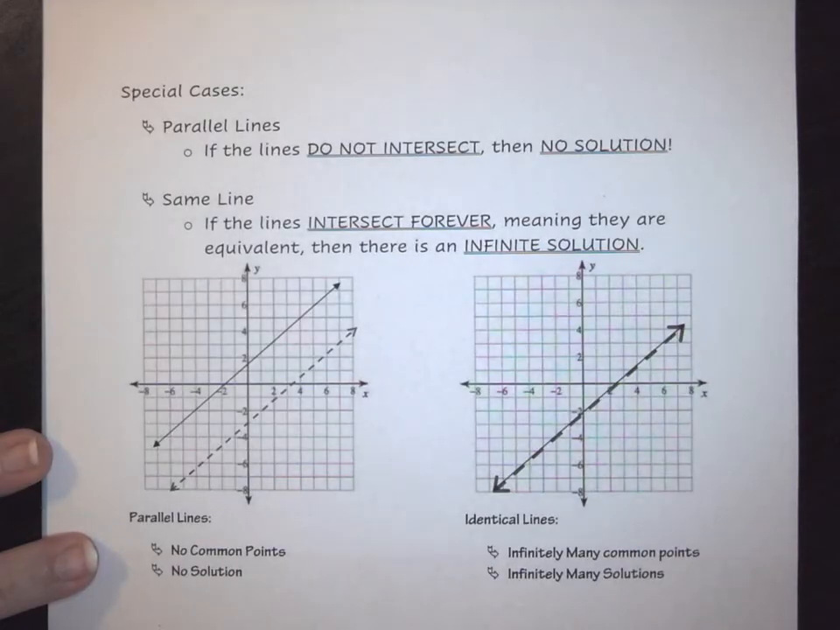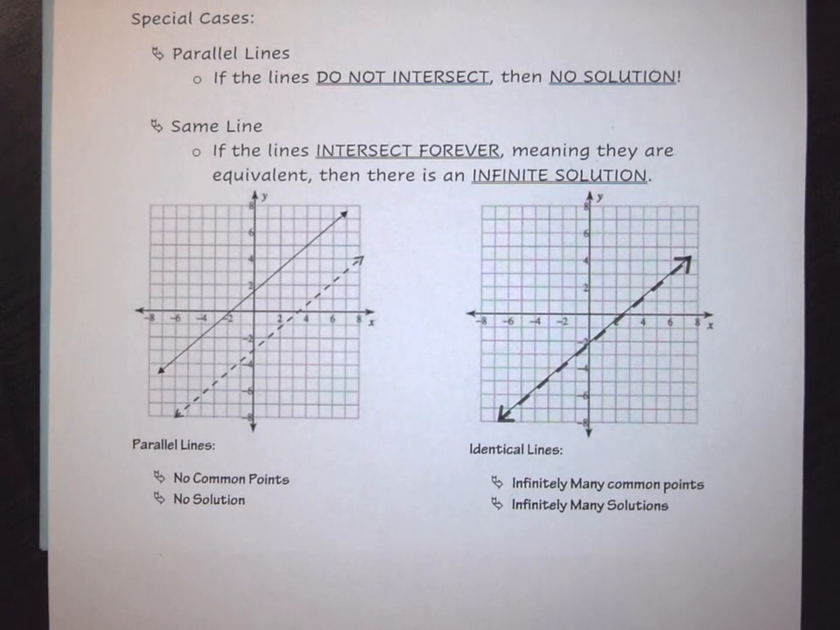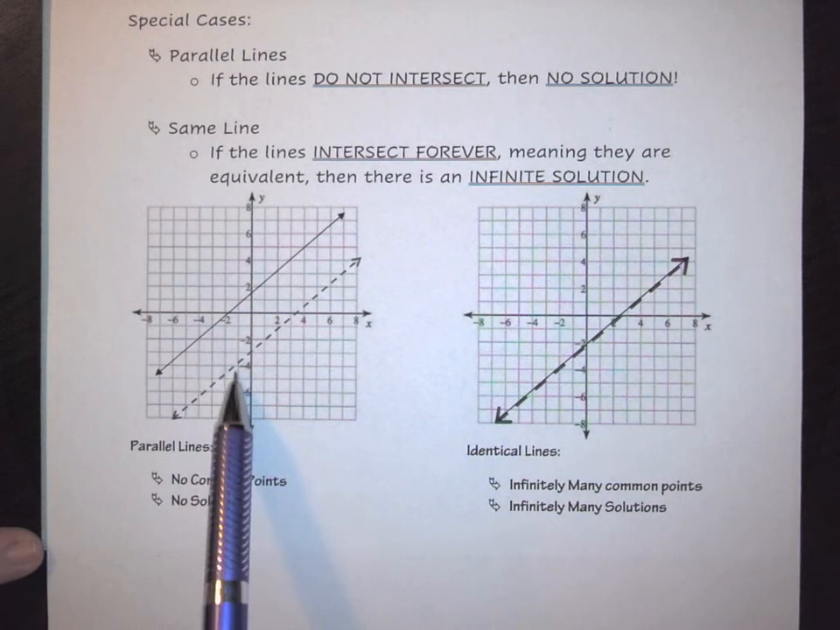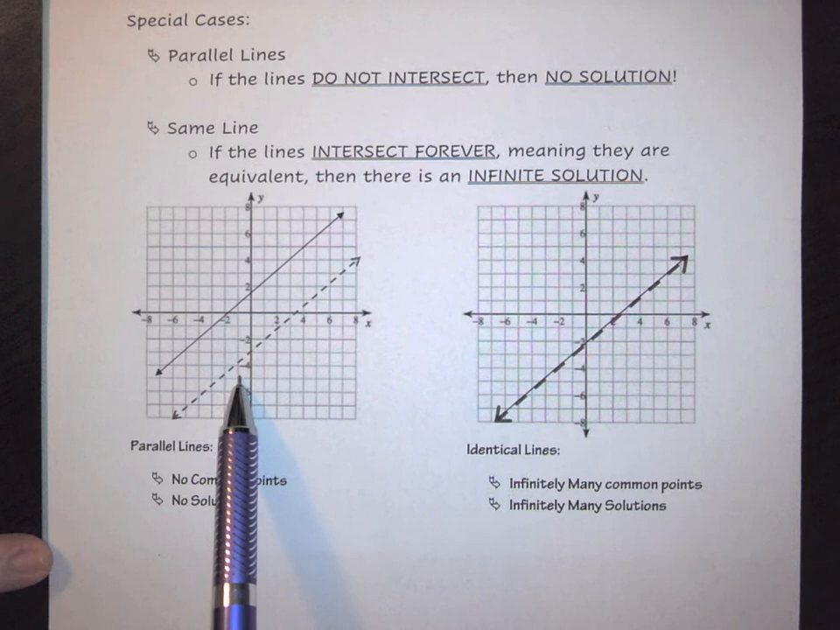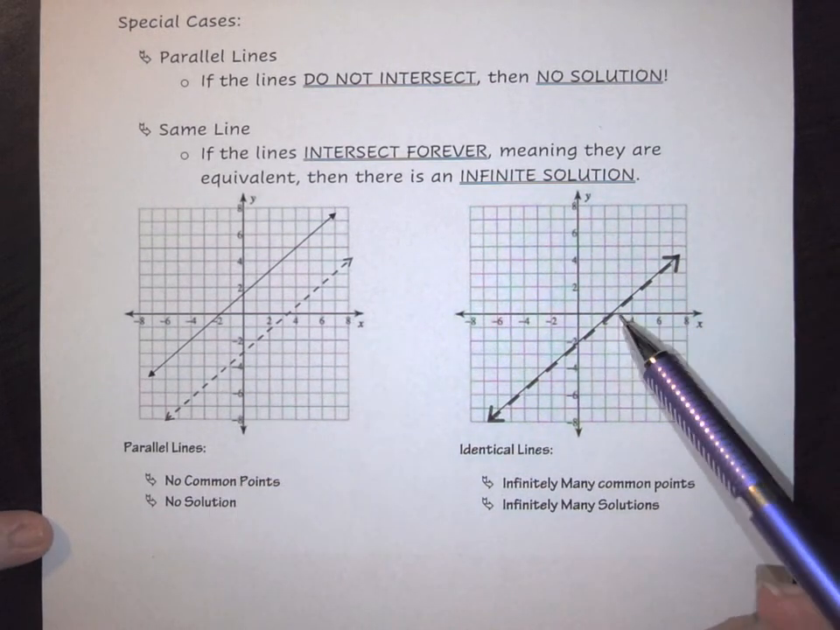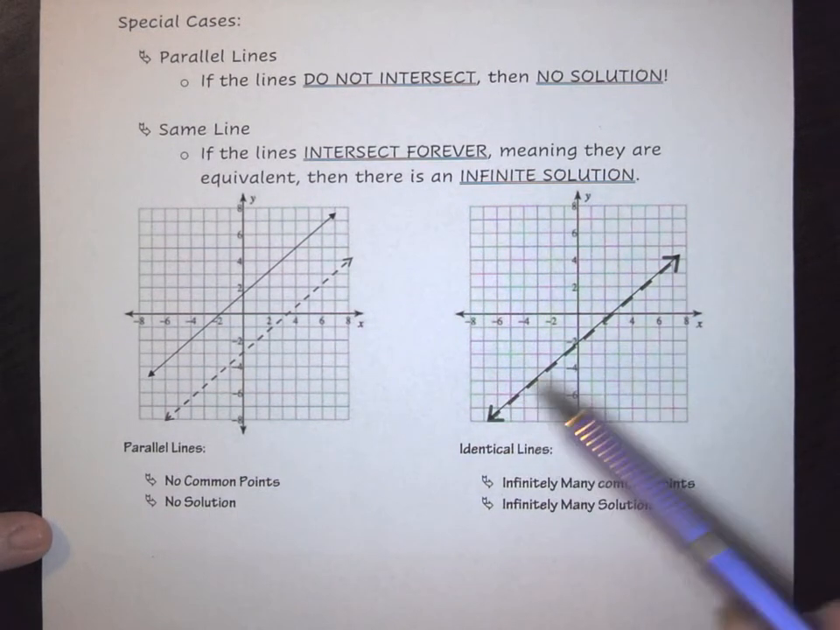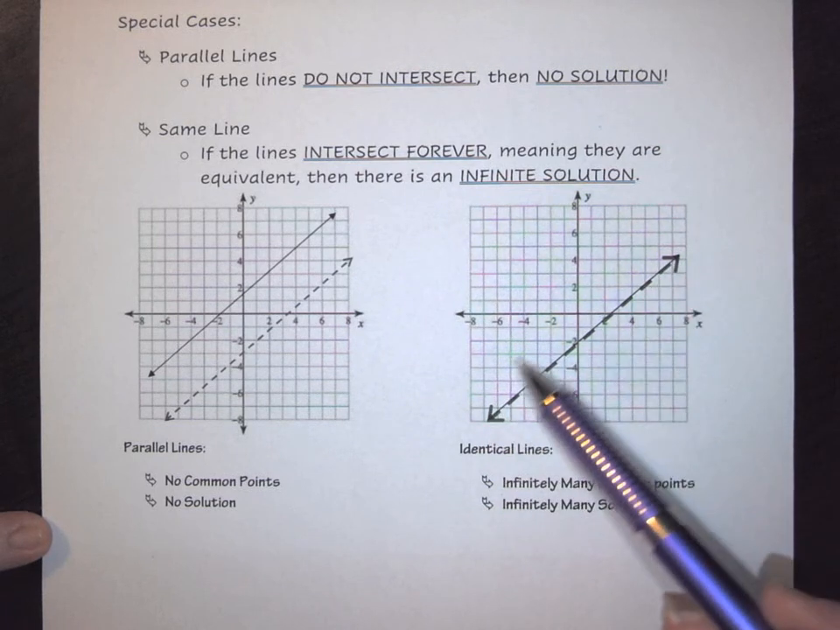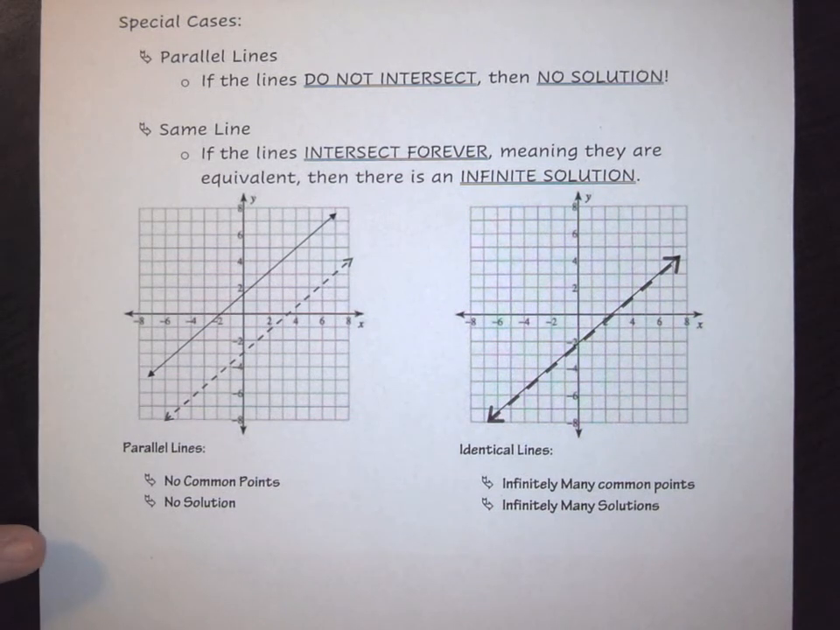Now, the last thing that we need to be aware of is we do have some special cases here. So real quick, parallel lines are two lines that do not intersect at all, therefore you have no solution. Or you could find out that your two lines are actually the same line, and therefore they're intersecting forever, so they have infinite solutions. So essentially we have three types of solutions when solving systems. We have a one solution system, a no solution system, and an infinite solution system.